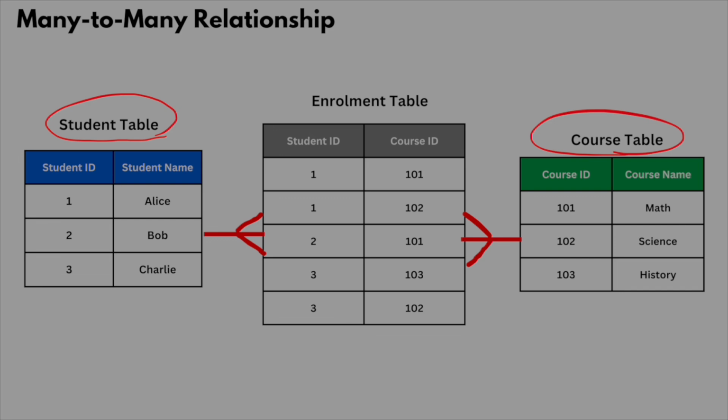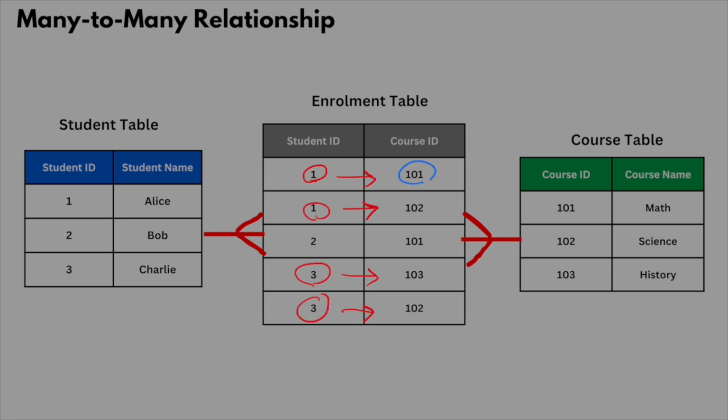And on the right-hand side, we have a course table. It includes all the information about the course, like the name of the course and the course ID. One very common example to explain this many-to-many relationship is when a student enrolls in multiple courses, and courses have multiple students. So that's a very common example that I can mention here to explain this type of relationship.